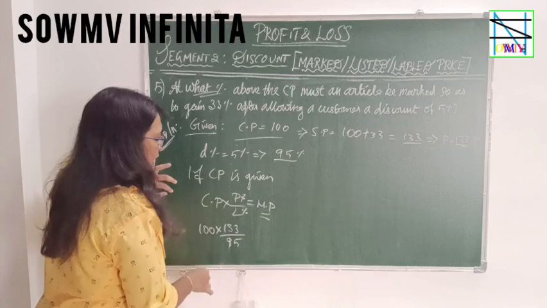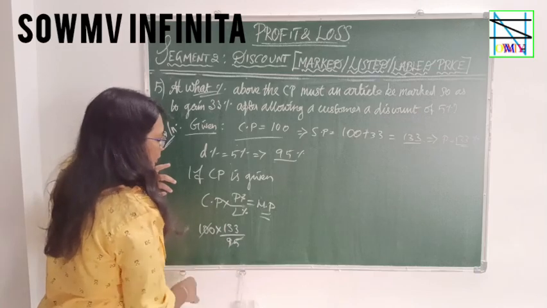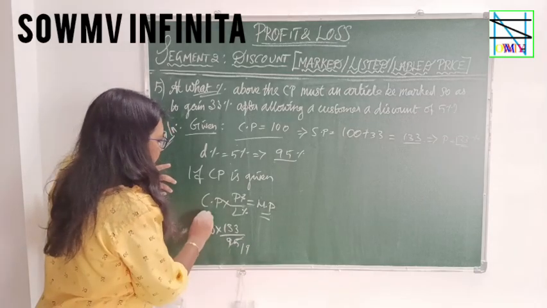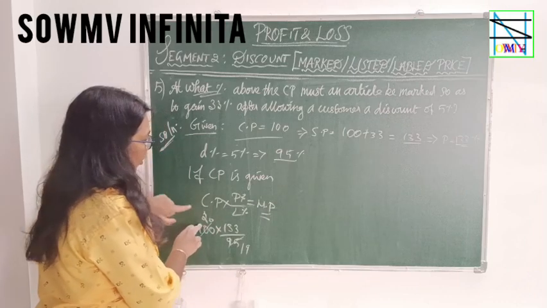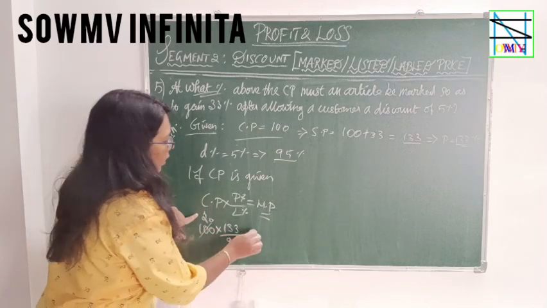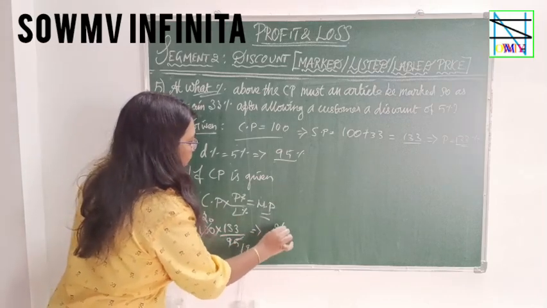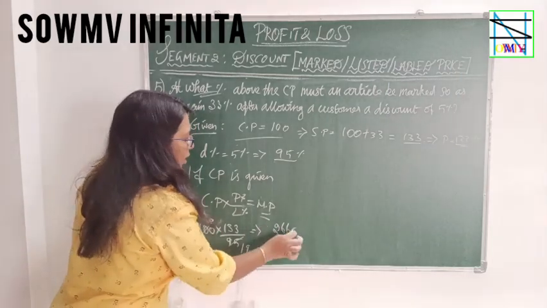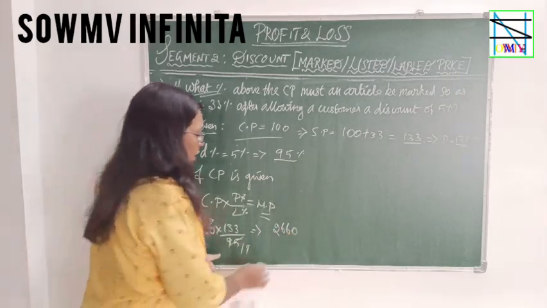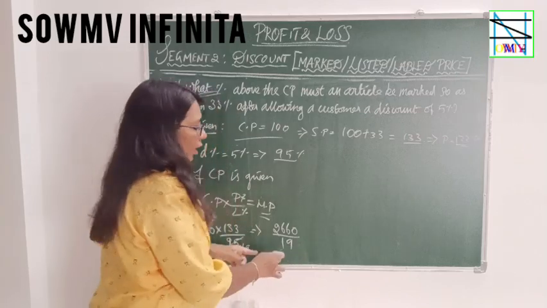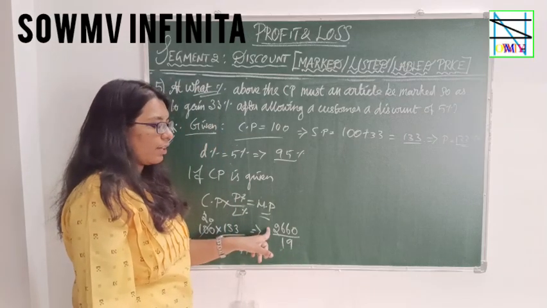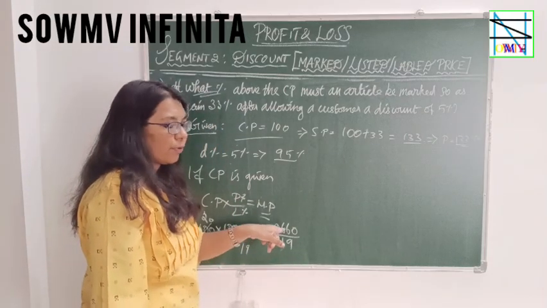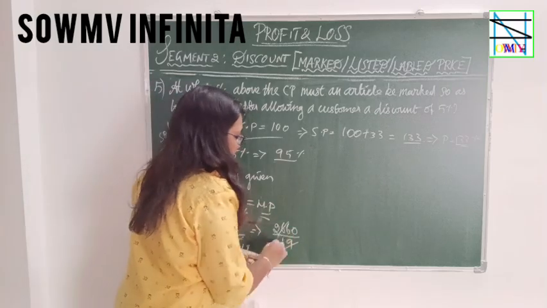I can cancel this value by 5. Here is 20. 2 times 133, 266 in the 0 divided by 19. Here 19 times 14 is 266.